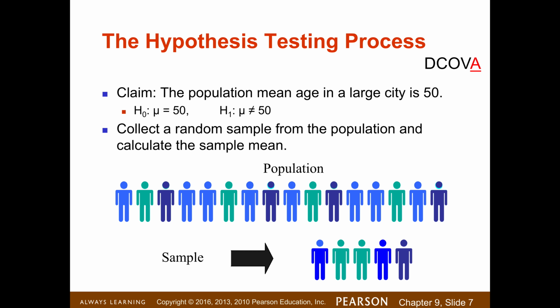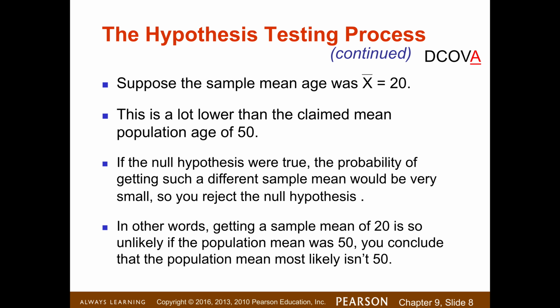But I would take their ages, add them all up, and divide by however many people I have in my sample, and I would get a sample mean. The next step would be to compare the mean with the claim of 50. Now, if I get a mean of 20, 20 is a long way from 50. That would lead me to suspect the claim of 50 and probably even reject the claim and say the alternative is true. I don't think the mean is 50.